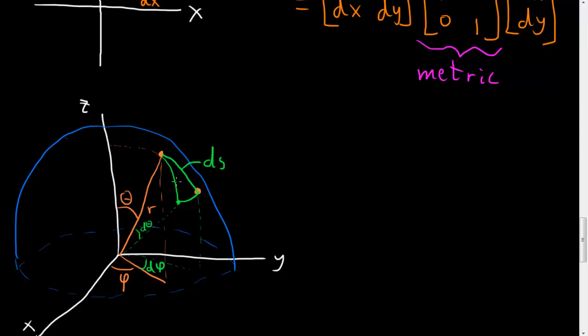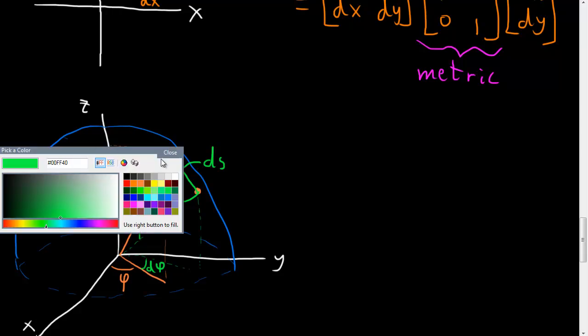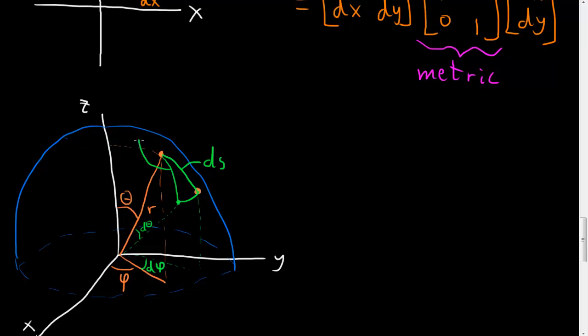So this component here is a circular arc. It's the arc of a circle. If you think of a circular slice of this sphere, the circle has radius r and it subtends angle d theta. So the length of this side, maybe I can pull it out a little bit, this side over here has length r d theta.